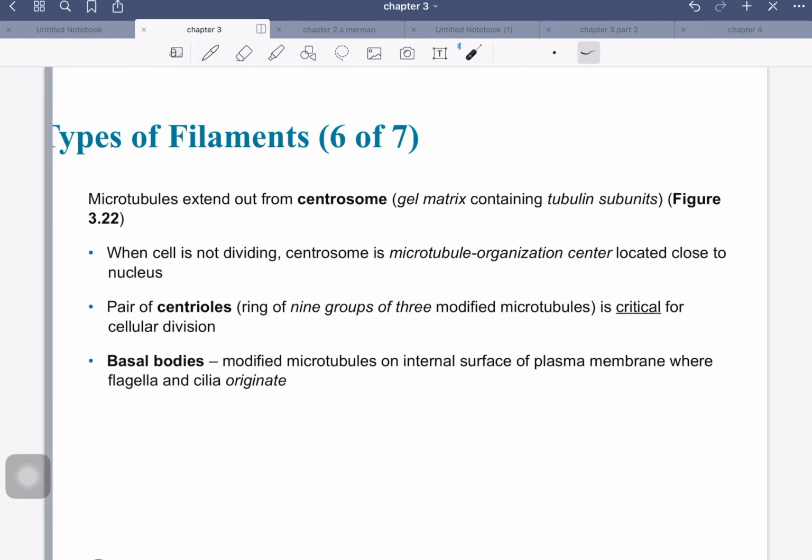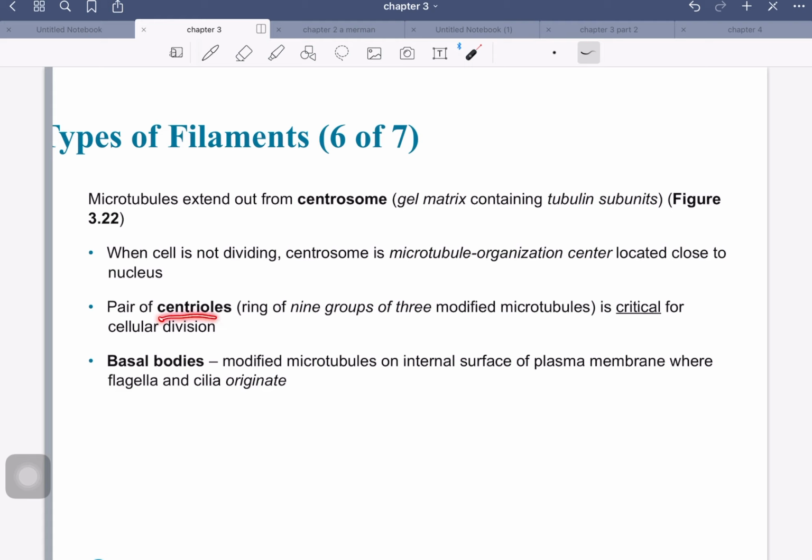Okay, now there are some other filaments, and microtubules extend to something called a centrosome. And we'll have a look at that. When cells are not dividing, because they have a big role in cell division, centrosomes act as what we call a microtubule organizing center, and they're close to the nucleus.